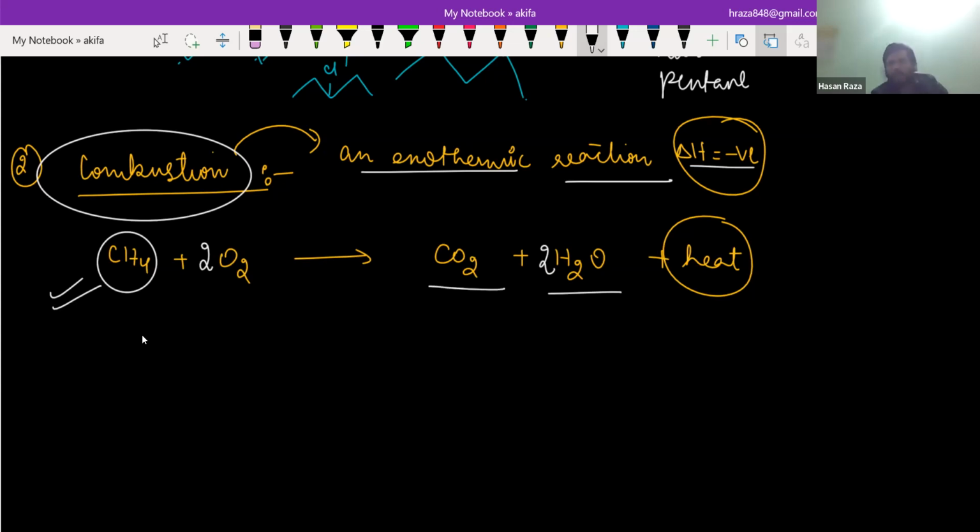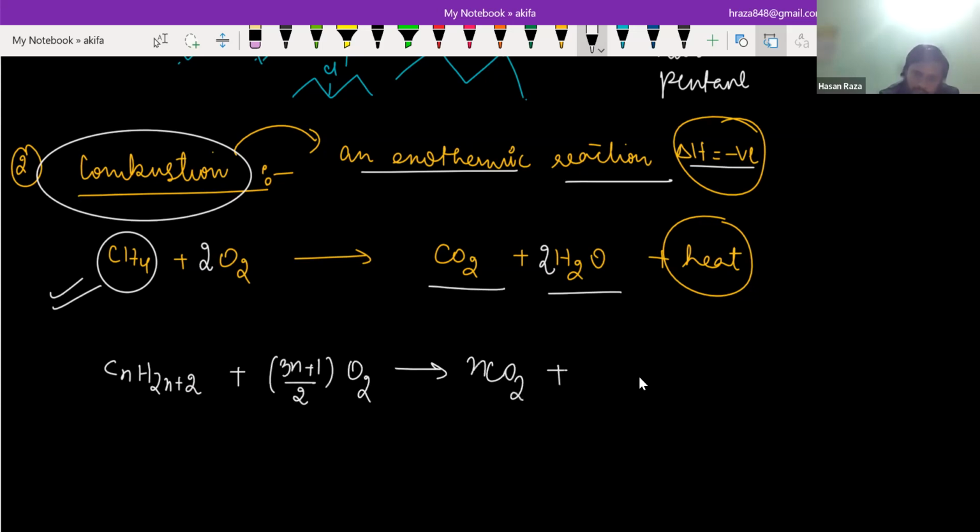If I am going to give you a general formula, which is very important, for CnH2n+2, this is basically for alkanes. This is the general formula for balancing: CnH2n+2 plus (3n+1)/2 O2 will give n CO2 plus (n+1) H2O.